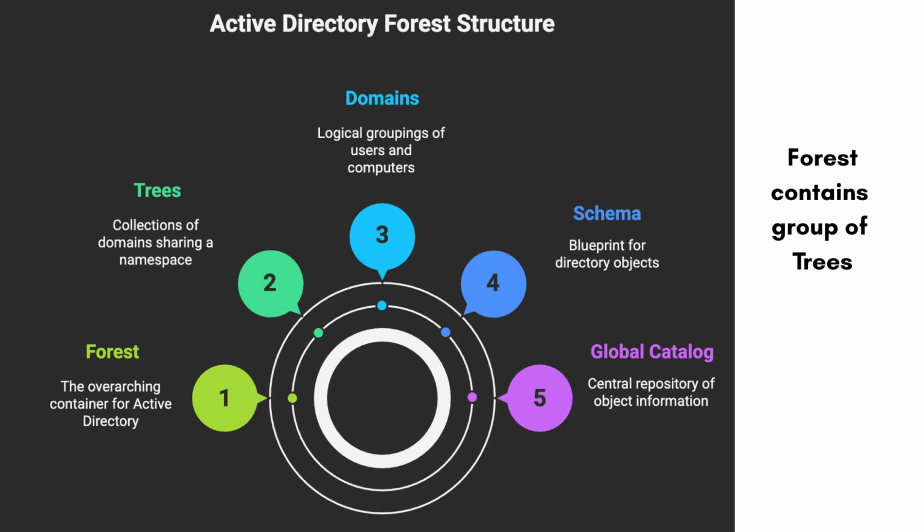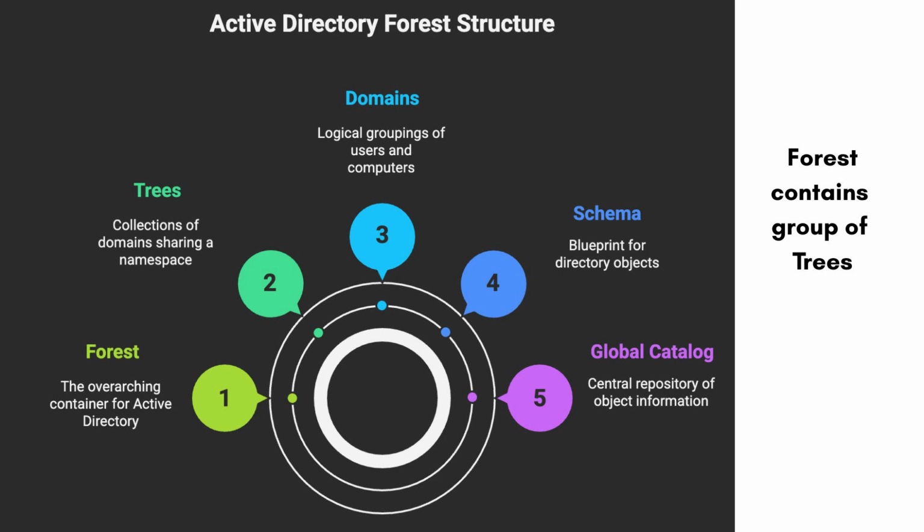Next is the schema. The schema is the blueprint of Active Directory. It defines all the object classes, like users or computers, and their attributes, like username or password, that can exist in the AD database. It is essentially the rules and the structure that govern what information can be stored in Active Directory.